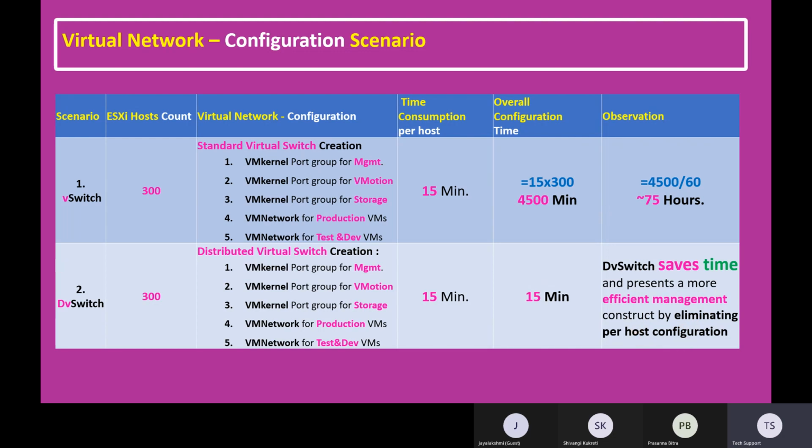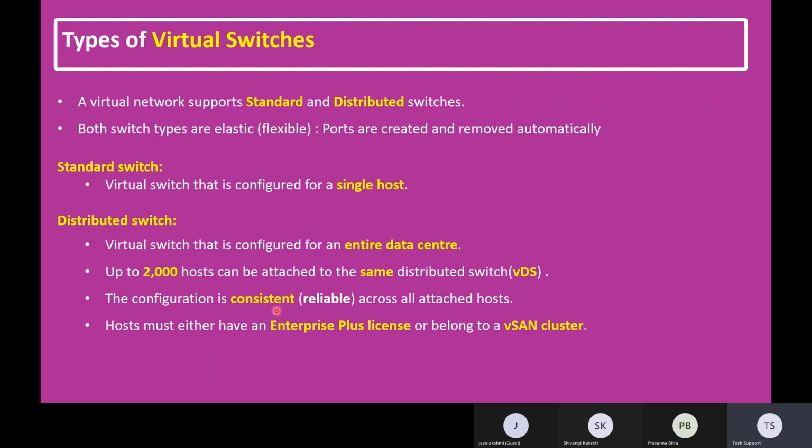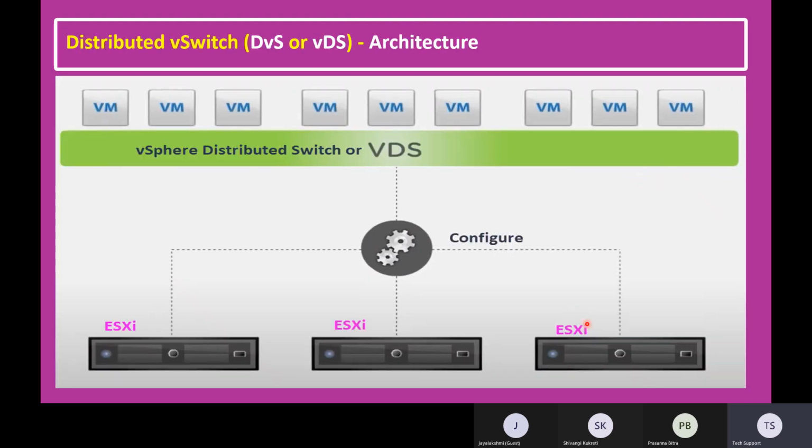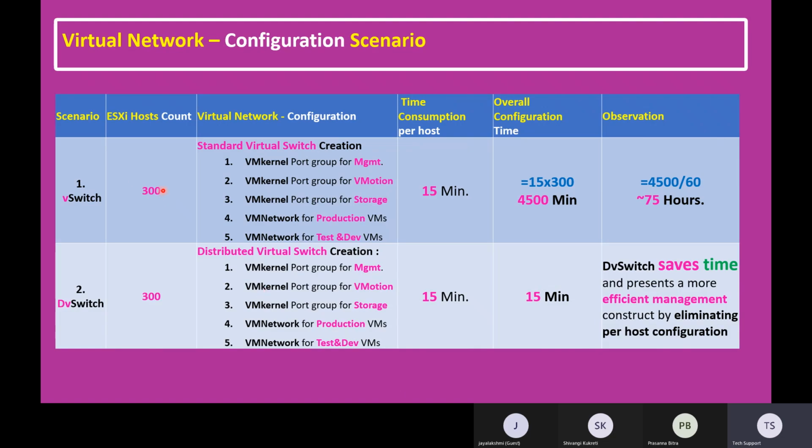Suppose there are some other options also available. Let's say we do not have a DV switch, we do not have an Enterprise Plus license or vSAN cluster license. Because if you want a DV switch, our main condition is we must have an Enterprise Plus license. For example, one of our customers does not have an Enterprise Plus license and also does not have a vSAN cluster license. In that scenario, if we have 300 ESXi hosts, we still need not spend 75 hours. There are some additional options available, but those additional options are only for one-time jobs.